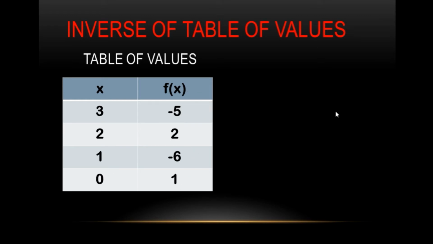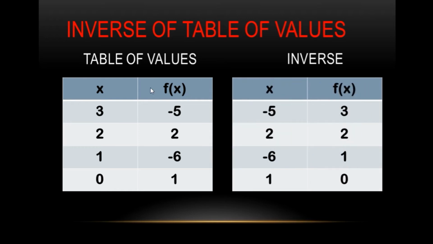Pagdating sa inverse niyan, lahat ng nasa f of x mapupunta sa x, or lahat ng y values magiging x values, at lahat naman ng x values nagiging y values. So, palitan na talaga sila ng position. Another example. We have x equals 5, 3, negative 1, and negative 1, f of x is 4, 5, 6, 7. Nagpalitan ng pwesto. Yung mga y values, naging x dito sa inverse, and yung ating mga x values, naging y values dito sa inverse.